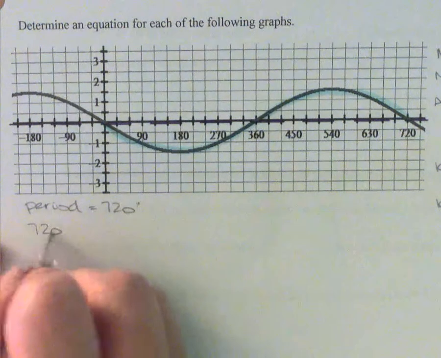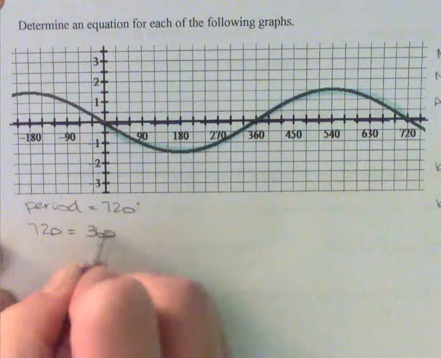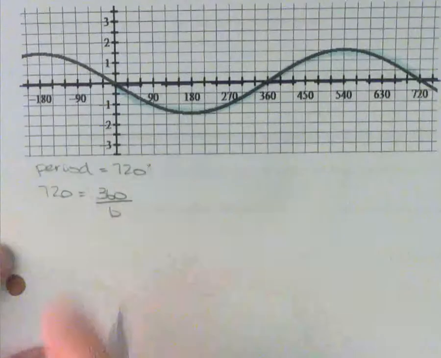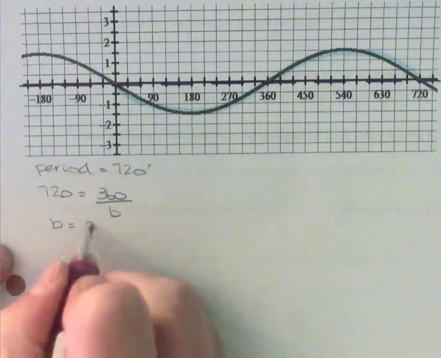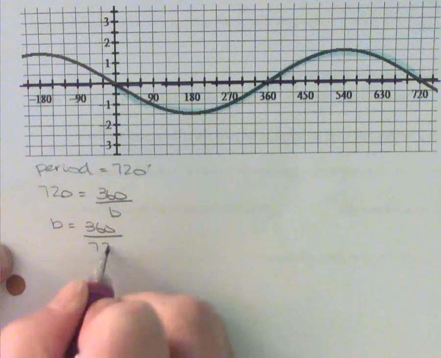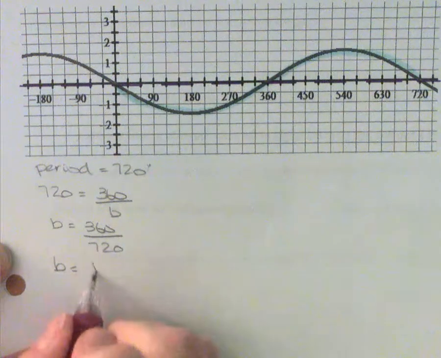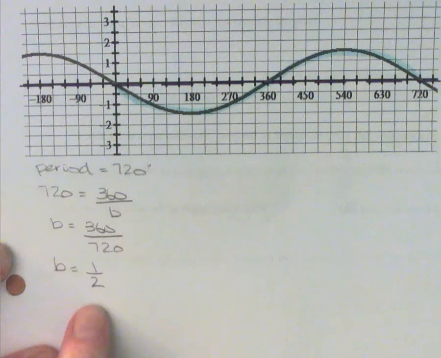So it says that 720, to find my b value, because it's not given to me, is 360 divided by b. I'm going to rearrange and solve for b. And it says my b value is 1/2. Again, my b value does not change putting it into the equation. That's what it would go in as.